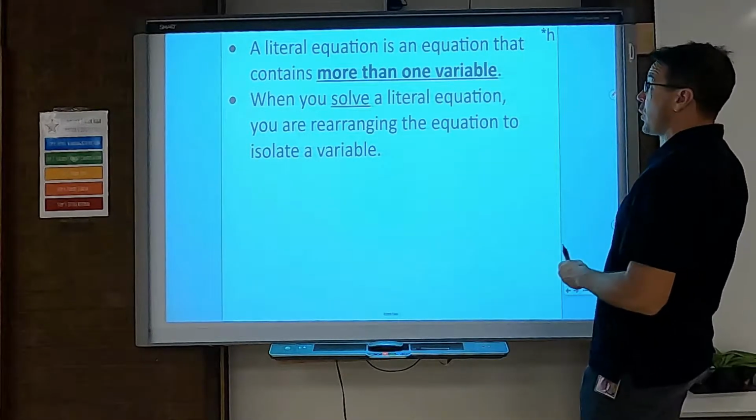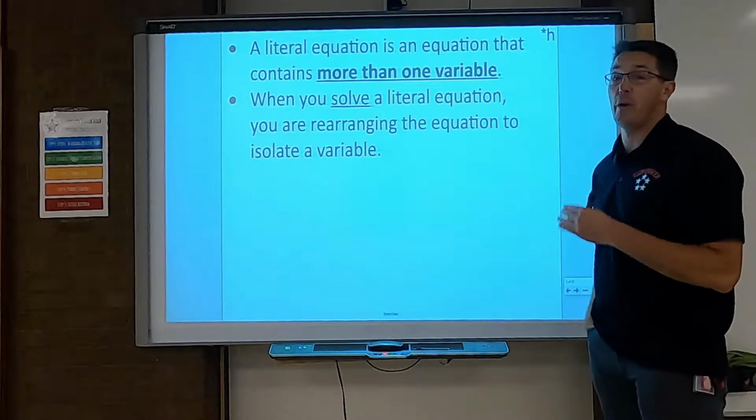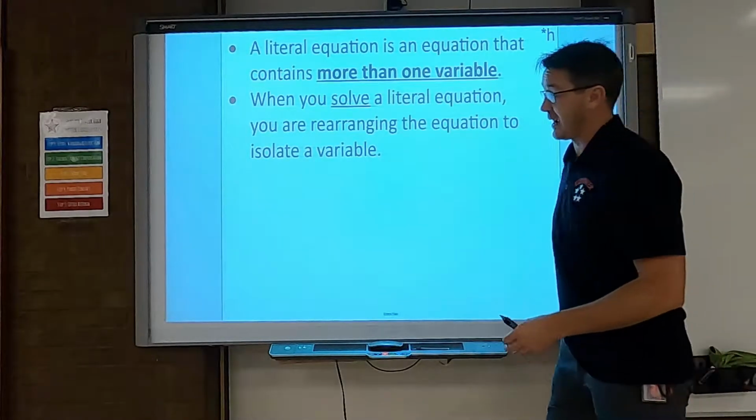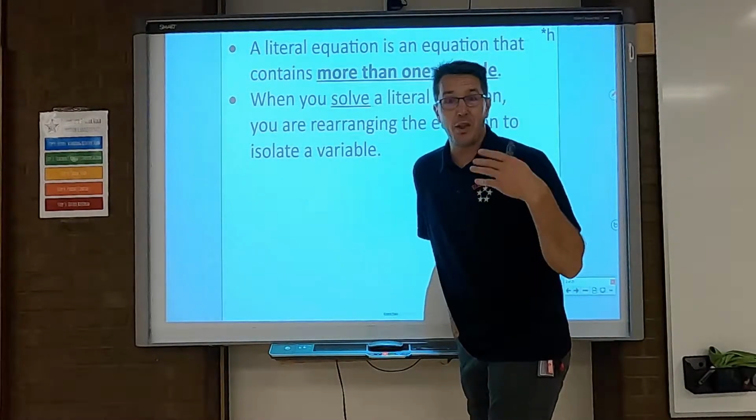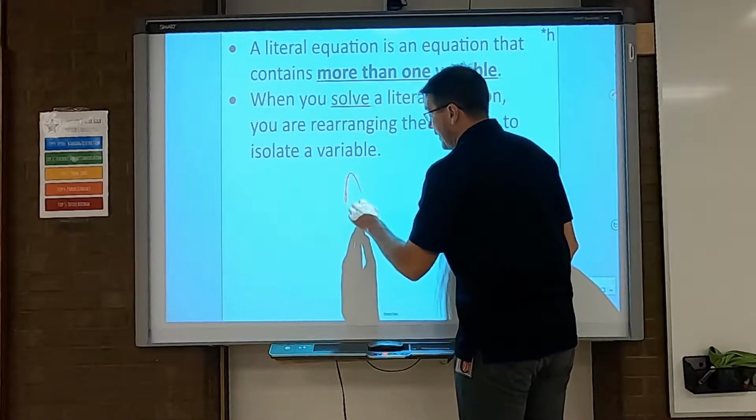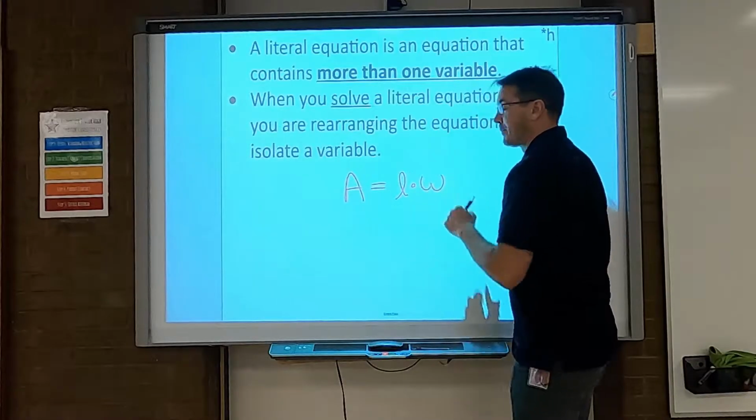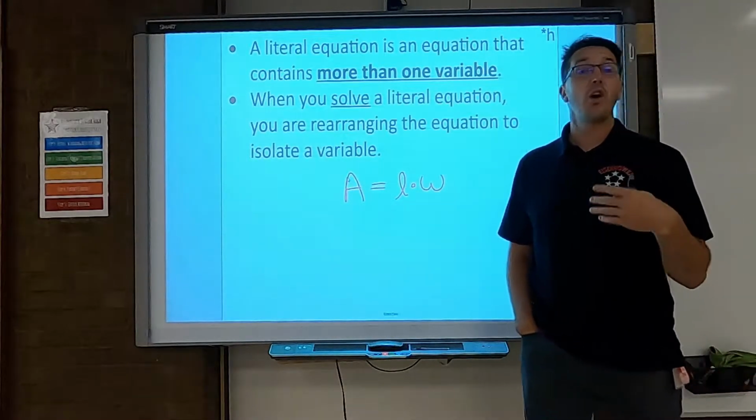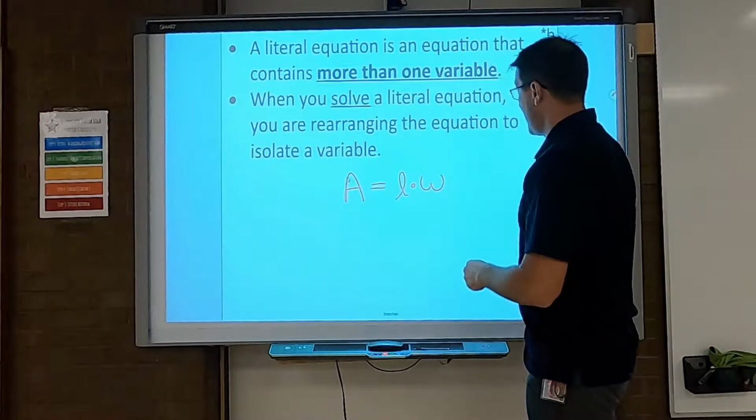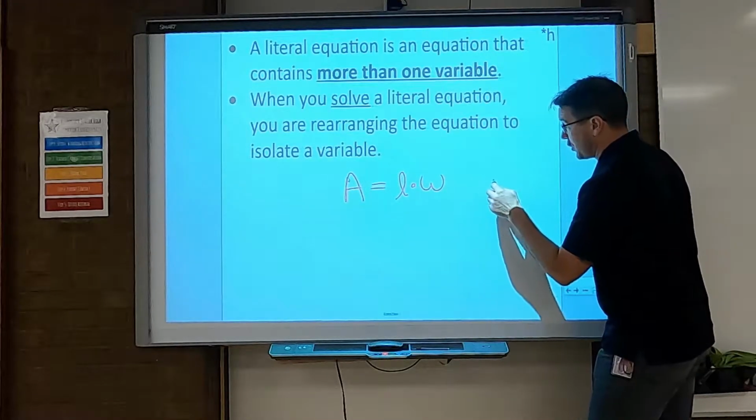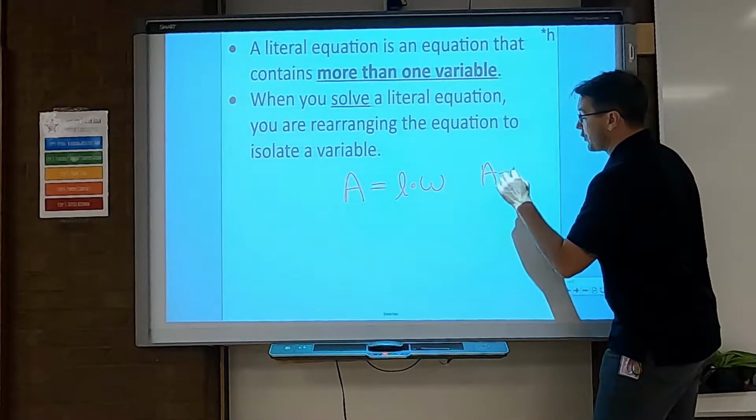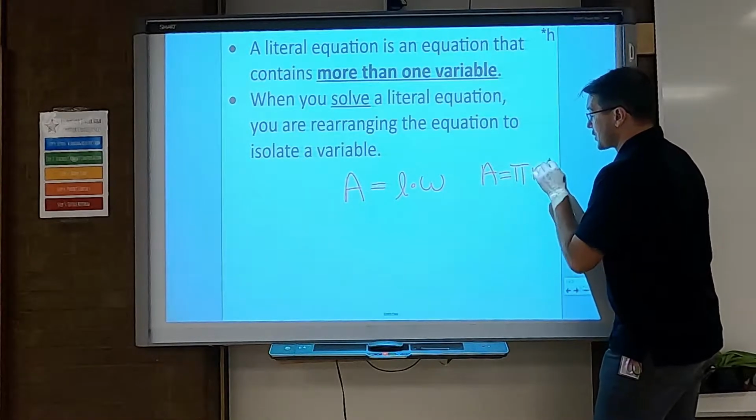So it says a literal equation is an equation that contains more than one variable. Let me give you a really simple example. You may remember this from maybe 3rd grade, 4th grade: area equals length times width. Area equals length times width. There are a lot of formulas. We could do the area of a circle equals pi times r squared.